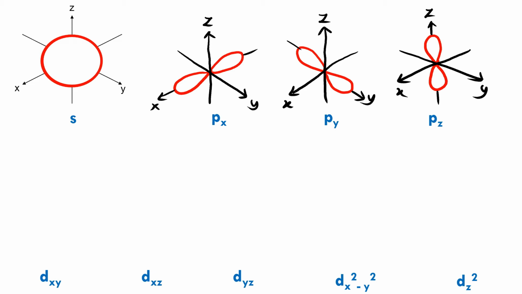Next is orbital D. Generally, orbital D has the shape of clover leaf. We start with dxy. Dxy refers to the clover leaf in between the axes of X and Y. We see this orbital from the view of axis Z.